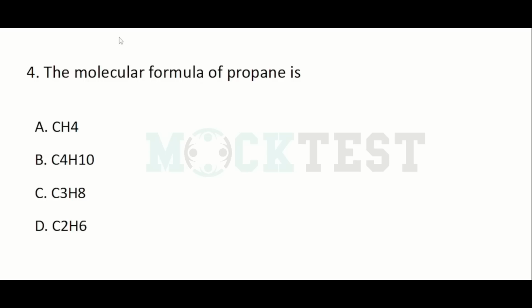The molecular formula of propane is option A, CH4, option B, C4H10, option C, C3H8, option D, C2H6. The answer is option C, C3H8. Propane, C3H8.